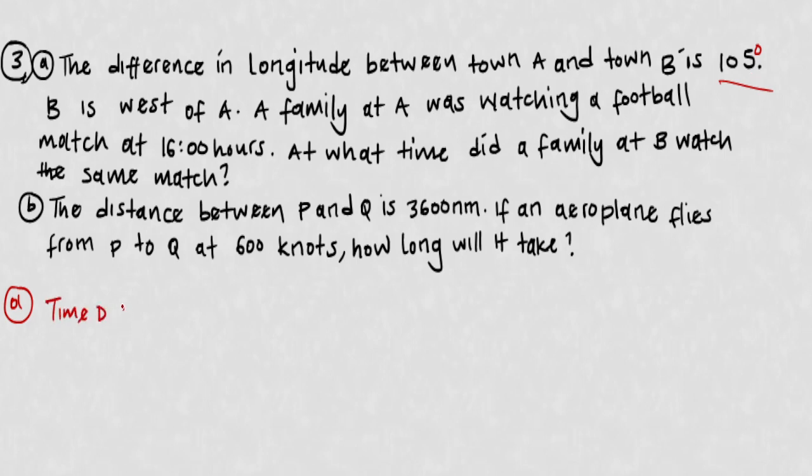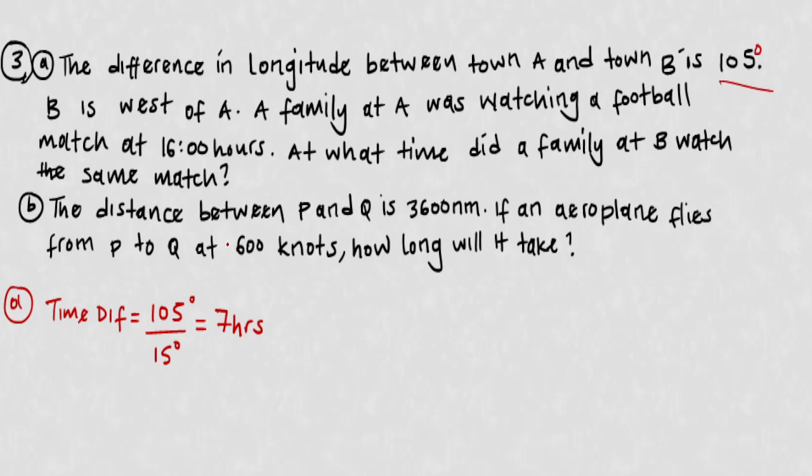To find time difference, we get the difference in longitude we found, which is 105, then we divide by 15 degrees. So how many times does 15 go into 105? 15 goes into 105 7 times. So the time difference is 7 hours. So the question we should ask ourselves now is, are we going to subtract the 7 hours from 16, or are we going to add the 7 hours to 16? So what are we going to do?